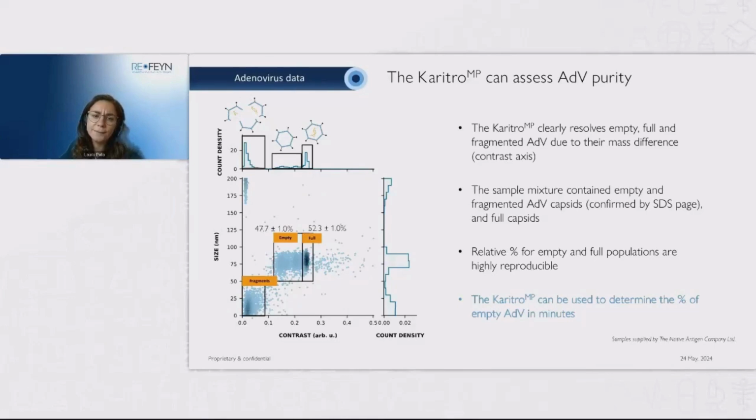And here what you can see is a percentage of counts above the empty and the full gates with a standard deviation value, which shows how reproducible the measurements are. So the conclusion of this is that the KaritroMP can be used to determine the percentage of empty adenovirus in samples within a few minutes.